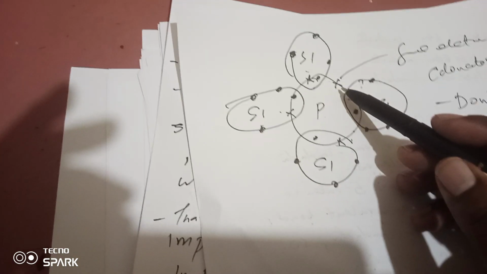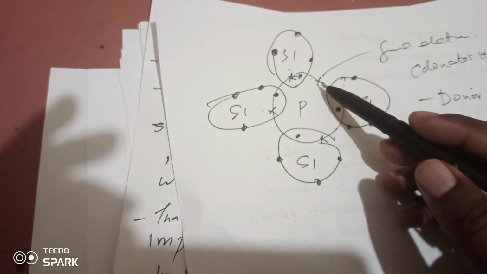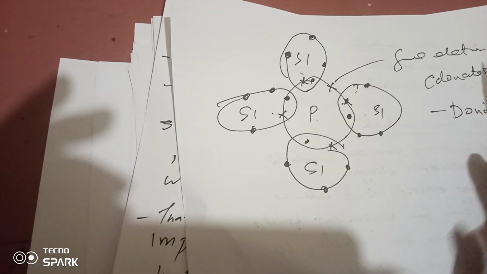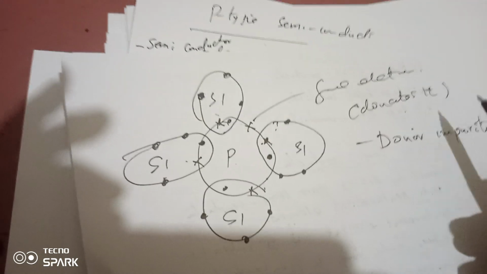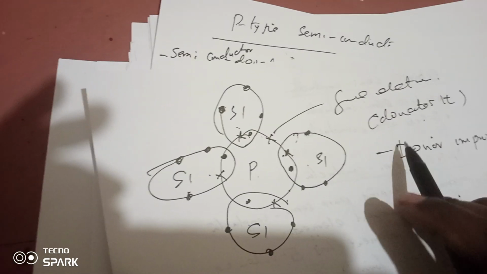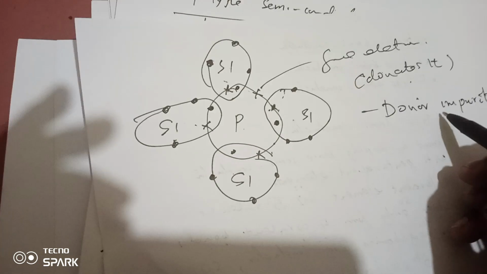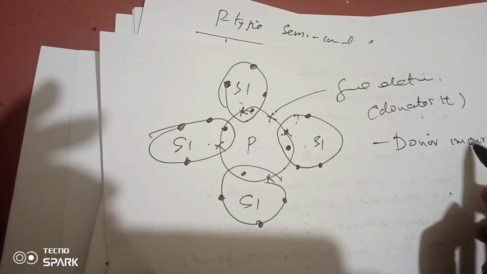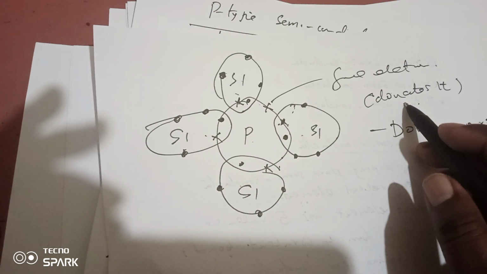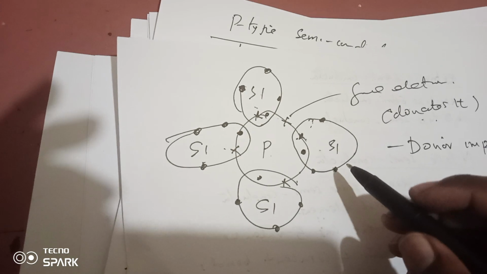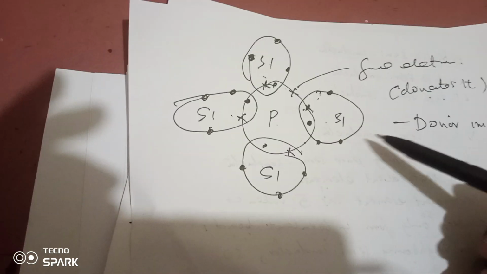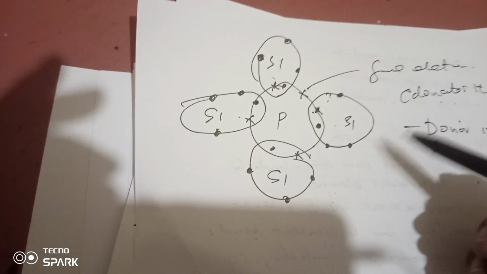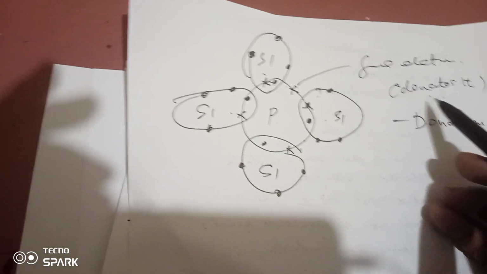But the 5th electron will not be bonding, so it will be free. And this free electron is donated. And that's why we say that a pentavalent element is a donor impurity, because it donates 1 free electron. And because it gets excess electrons, N-type has electrons as majority charge carriers.